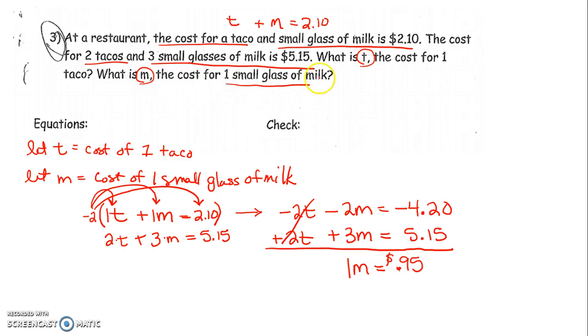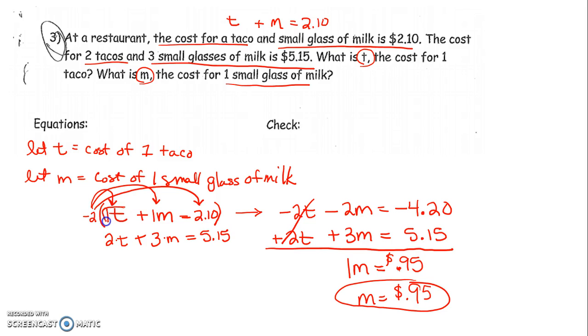So I've just found one small glass of milk is 95 cents. M equals 0.95, 95 cents for a small glass of milk. Okay? And now we have to pick either original equation. I don't care which original equation. We have to pick either original equation, plug 95 cents in place of M, and find the T.